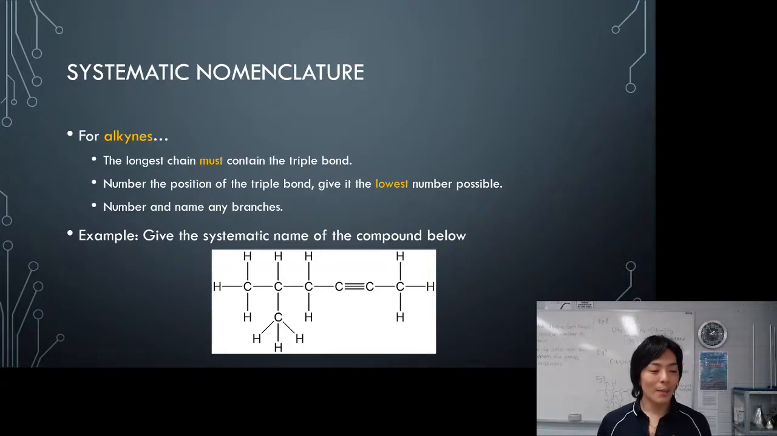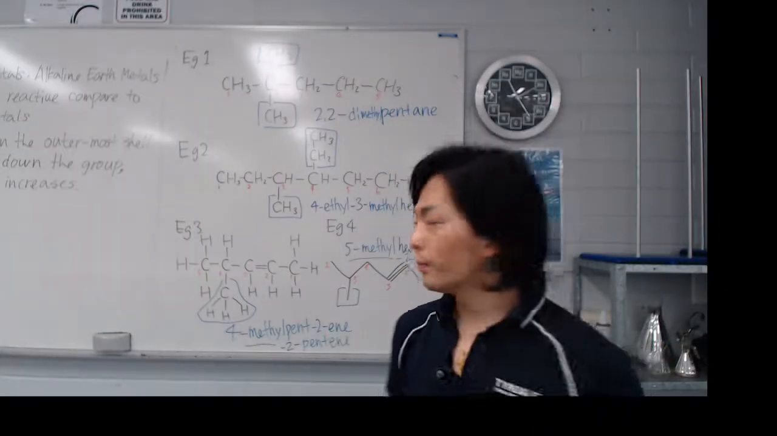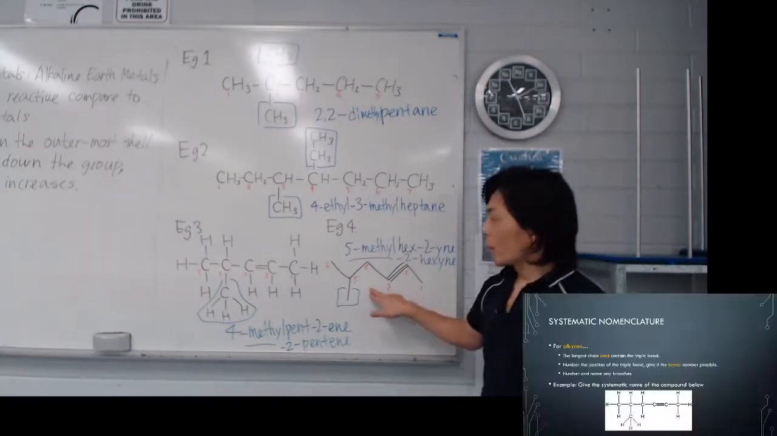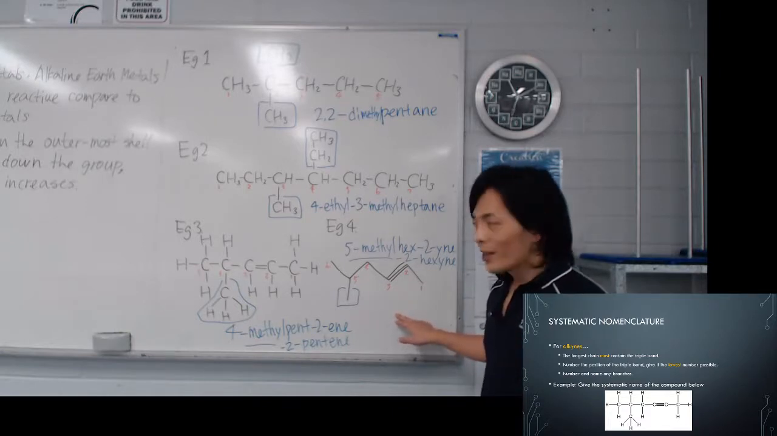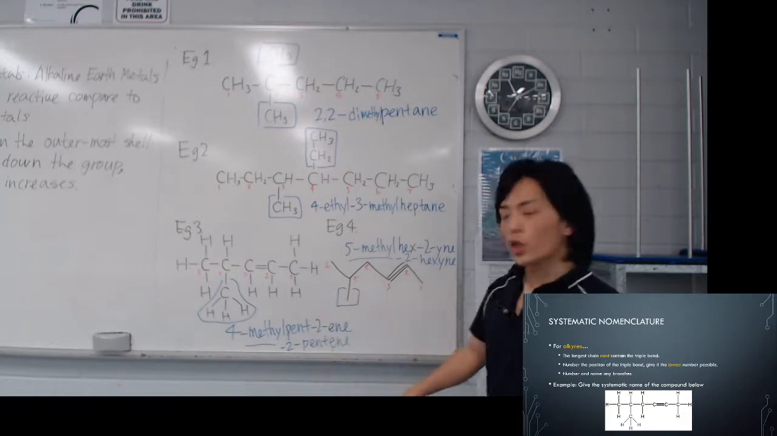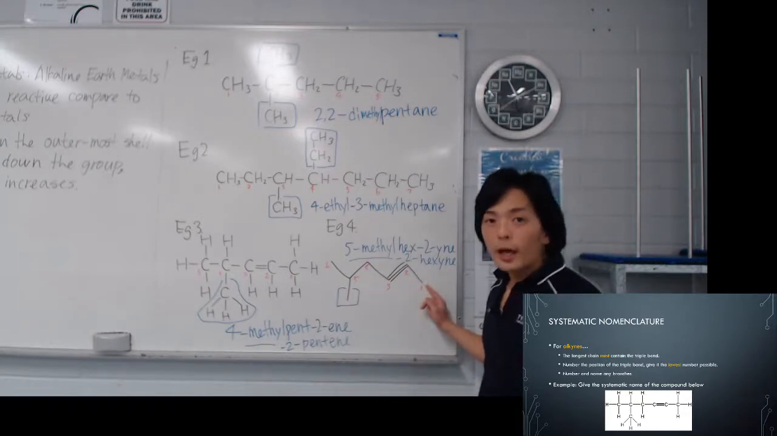Number and name any branches if you have a methyl or ethyl group. Here is an example again, and I did that on the board for you. By the way, I use a skeletal structural model, so I omitted all the hydrogens. You only see the ends of the lines for where the carbons are.